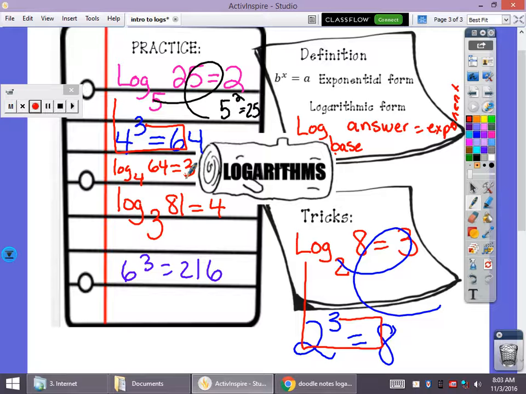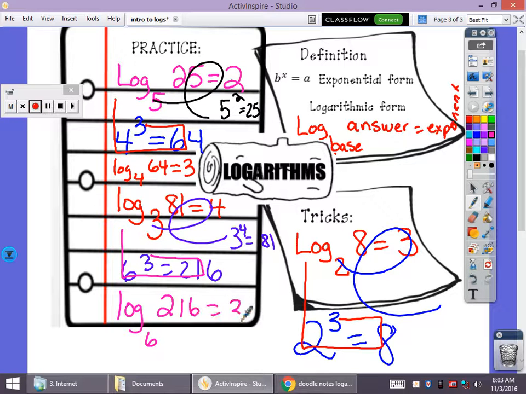Cool? All right, what trick am I going to use next? The E trick. Woo! And what is that? 3 to the 4th is 81. Okay, the last one, I'm going to use the L trick. So log of 6, 216 is 3. Good? Okay, that is the complete lesson today. You are going to practice converting between styles. Good?